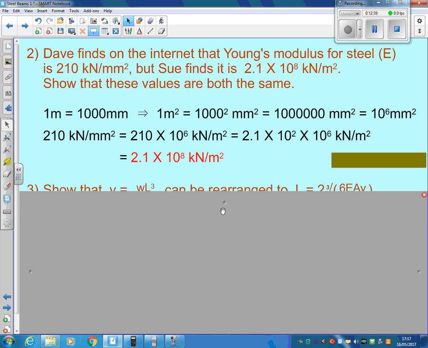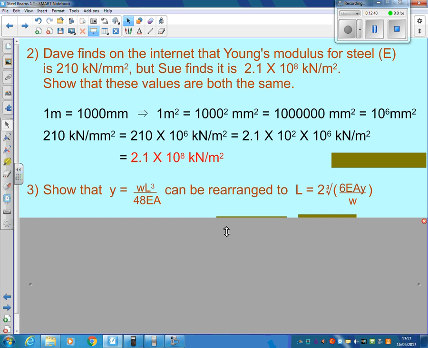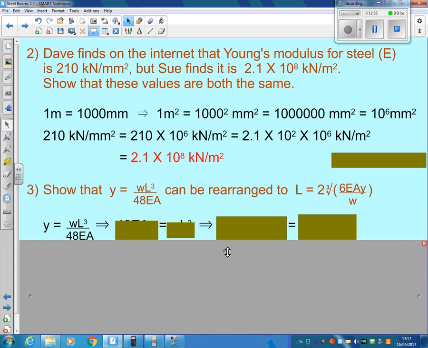Right, the next thing we're being asked to do, next question. Show that y equals WL cubed over 48EA can be rearranged to L equals something. So now, instead of y equals, we need to what's known as make L the subject. Okay, and we want it like this. So, let's have a look. It's a show that, so we've got this.